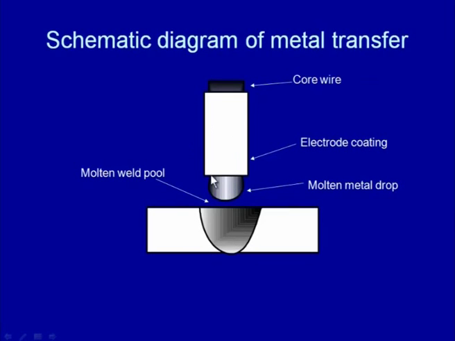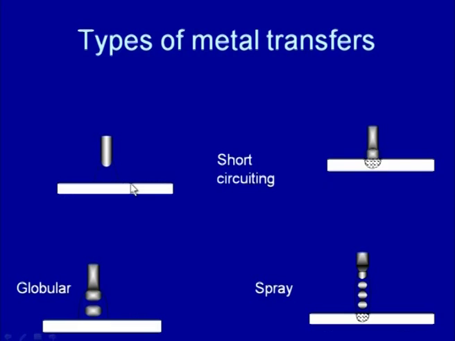So, here, say this is the electrode tip and a drop of molten metal is being formed. If the surface tension of this drop is low, then it will tend to detach easily under gravitational forces and get transferred. But if the impurities are limited, then high surface tension will lead to larger drops, which in turn will cause globular transfer. So, depending upon the kind of contamination and electrode coating composition, we can have short circuiting, globular or spray transfer.